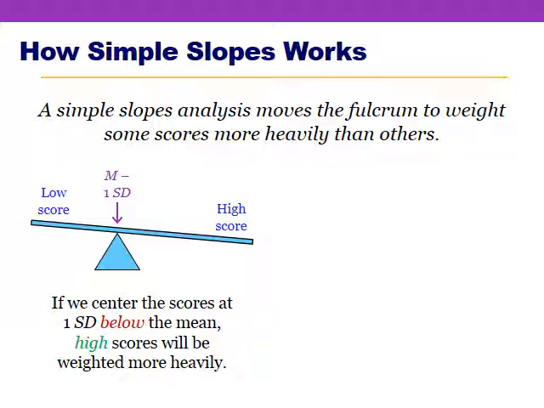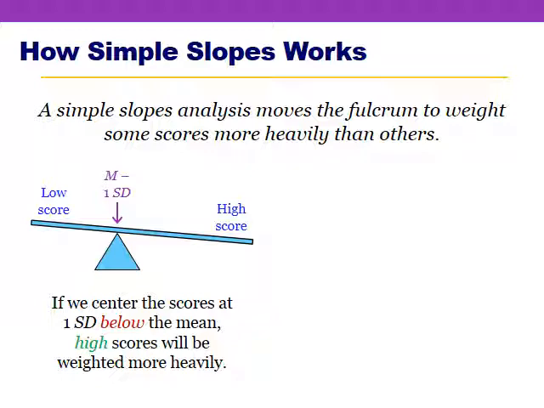And what that does is it keeps all of the scores, but it's now going to weight the high scores more heavily than it weights the low scores. So if you had a score of 0 in this scenario, what that would mean is that your score is exactly one standard deviation below the mean.